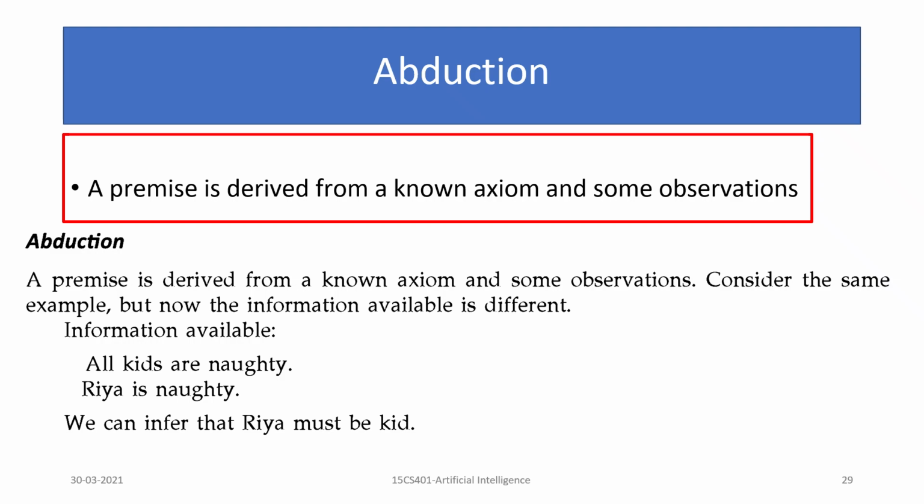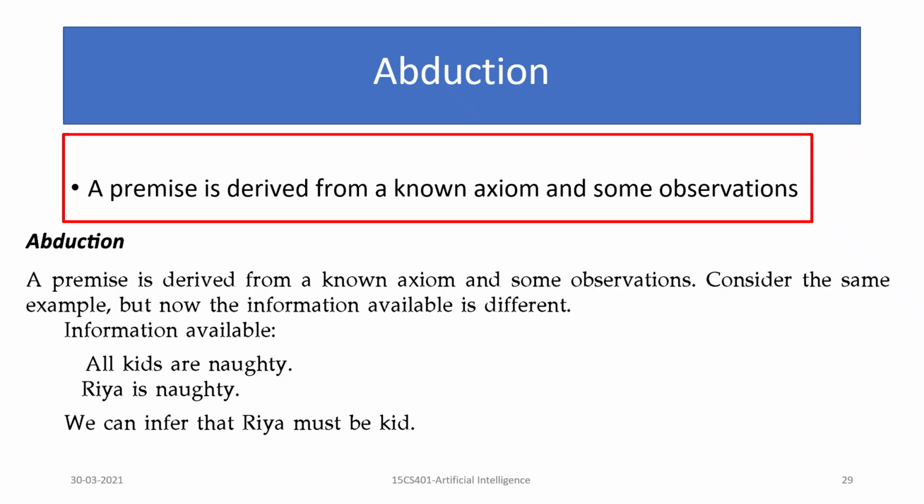The advantages are that it works on incomplete information, is used for diagnosis and troubleshooting, and helps to generate hypotheses. Moving to the drawbacks: conclusions are uncertain, multiple explanations may exist, and it requires further verification. Finally, the applications are fault detection, criminal investigation, scientific research, and medical diagnosis. So this is about abduction.